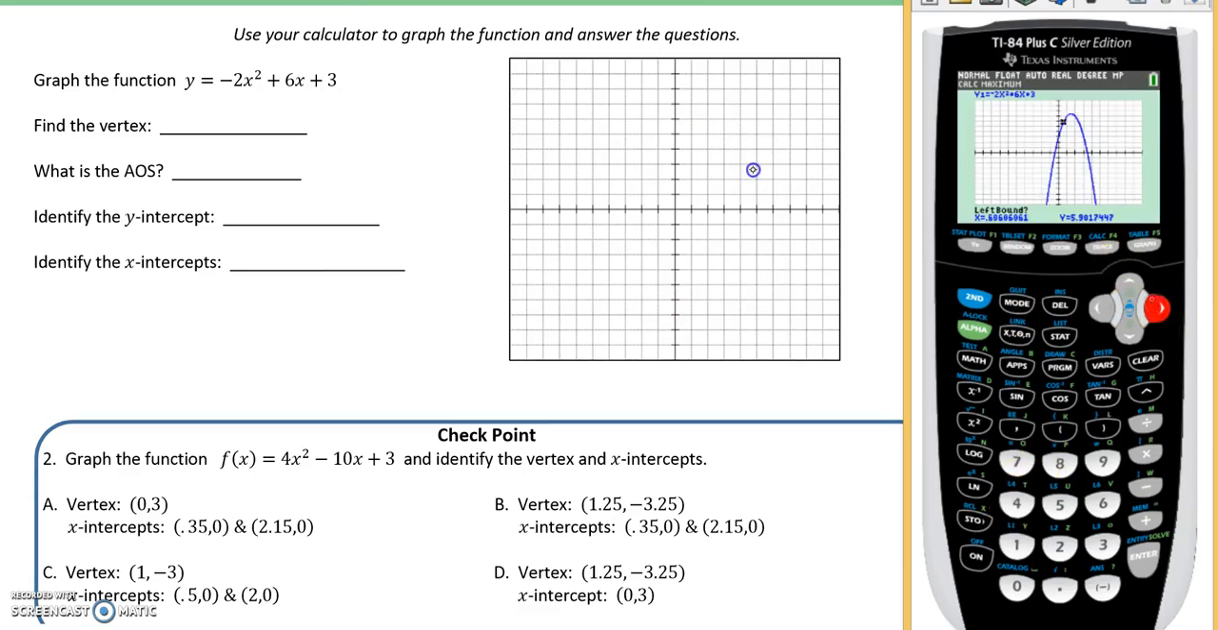So I'm going to go left bound, so slide your cursor a little bit to the left, hit enter. Right bound, slide it a little bit past, hit enter and hit enter. And then you notice it is 1.5, 7.5.